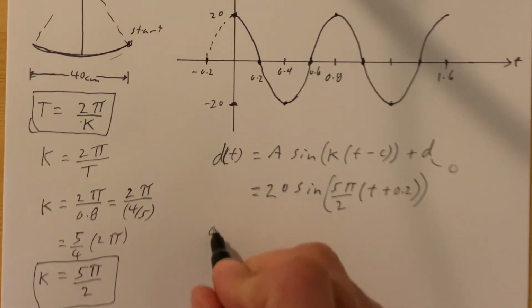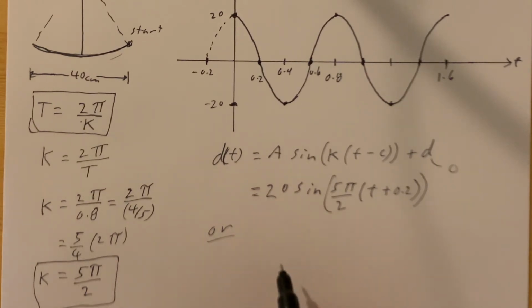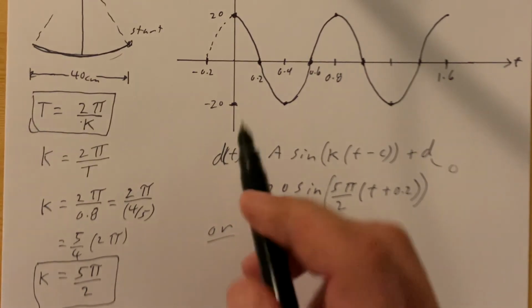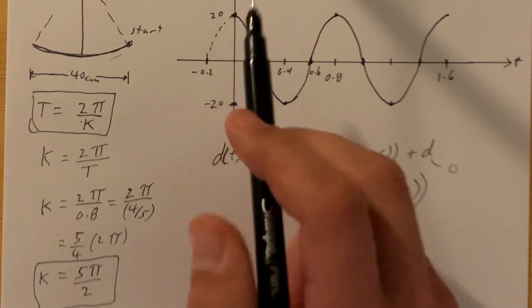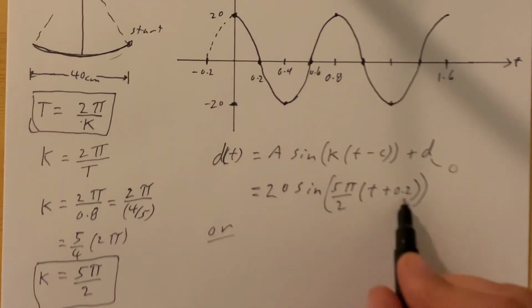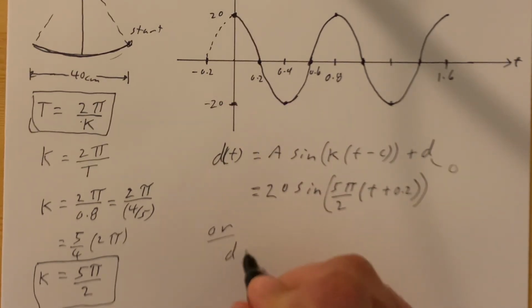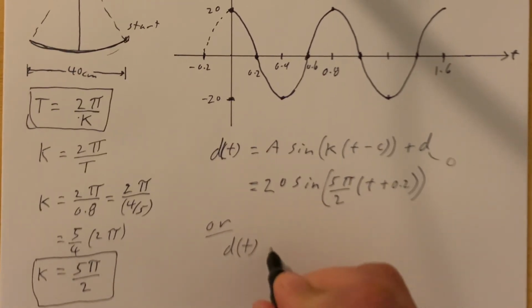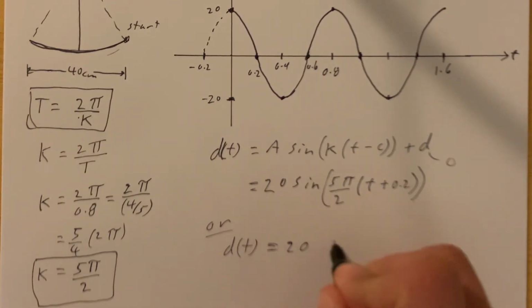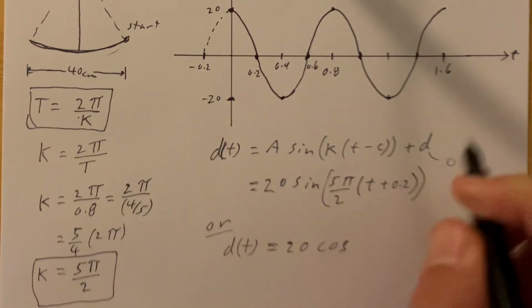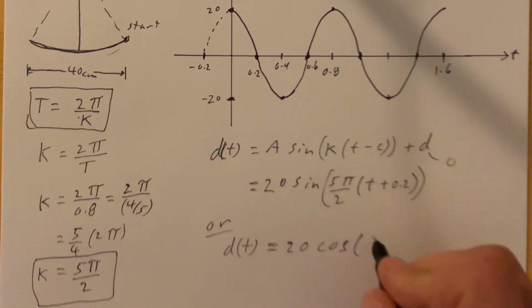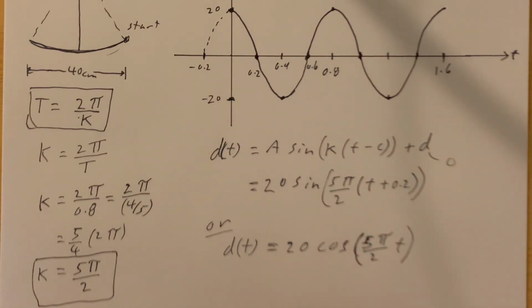Could we do it in terms of cosine? In fact, it's probably easier to do in terms of cosine because it starts at a maximum, and cosine always starts at a maximum. So cosine wouldn't have a horizontal translation. The cosine graph for this would actually be much nicer. Still an amplitude of 20. Cos, and the period stays the same because cos and sine have the same period. And t, and no horizontal translation.